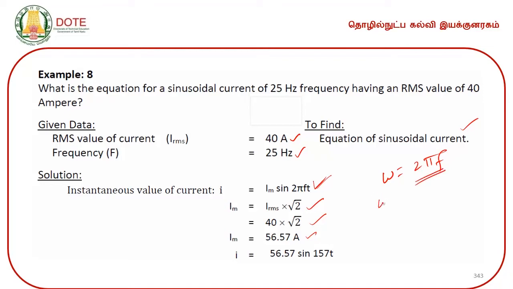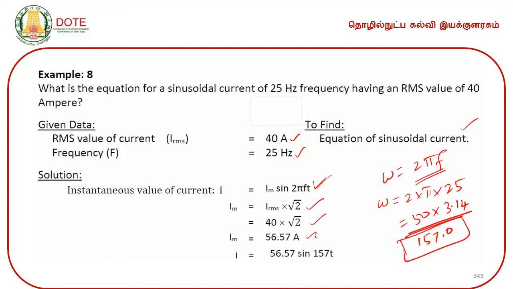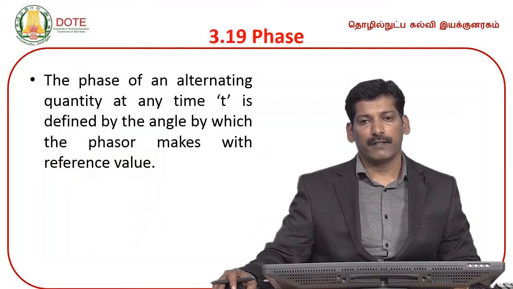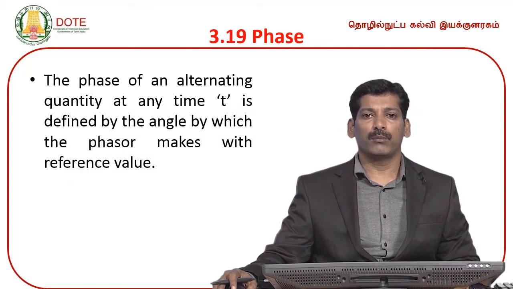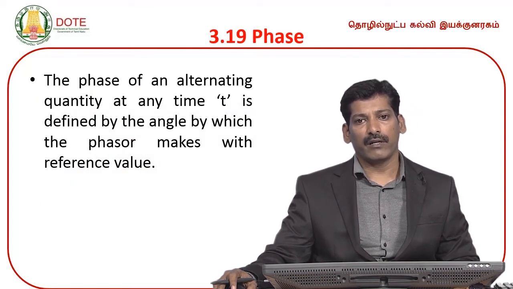So, I am going to calculate this, omega is equal to 2 into pi into frequency, now 25. So, 50 into pi, which is 3.14, whose value is equal to 157.0. So, this 157 is the angular velocity we need to substitute here. So, I is equal to Im sin omega t, where Im is equal to 56.57, omega is equal to 157. Then comes a very important term called phase in an alternating voltage.